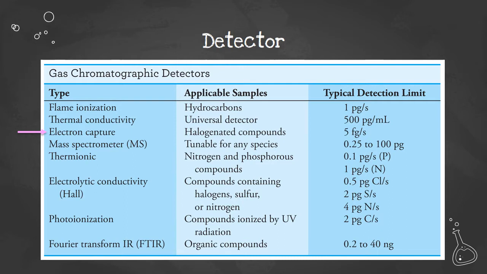One of the most powerful detectors for GC is the mass spectrometer. The combination of gas chromatography and mass spectrometry is known as GC-MS. A mass spectrometer measures the mass-to-charge ratio of ions that have been produced from the sample.